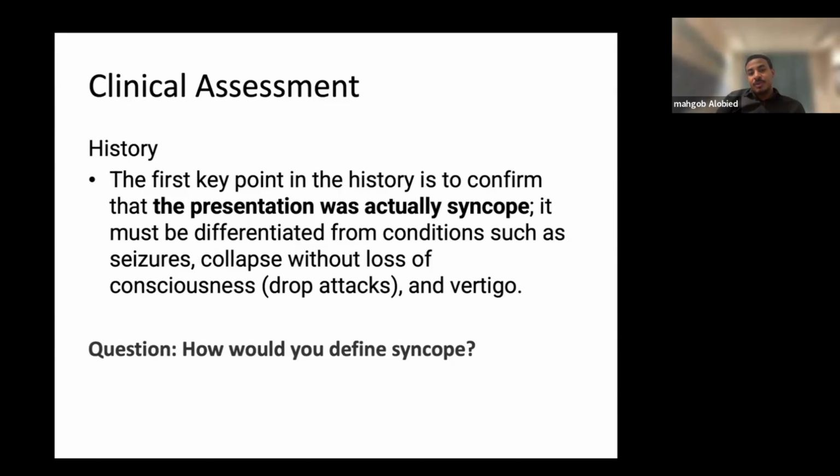So when they say syncope, how would you define syncope? What question will you ask the patient to reach whether it's syncope or something else? I think this is the very first point, and it's very crucial to start right when approaching a patient with syncope. So can anyone tell what question you will ask the patient, or what is the definition of syncope?